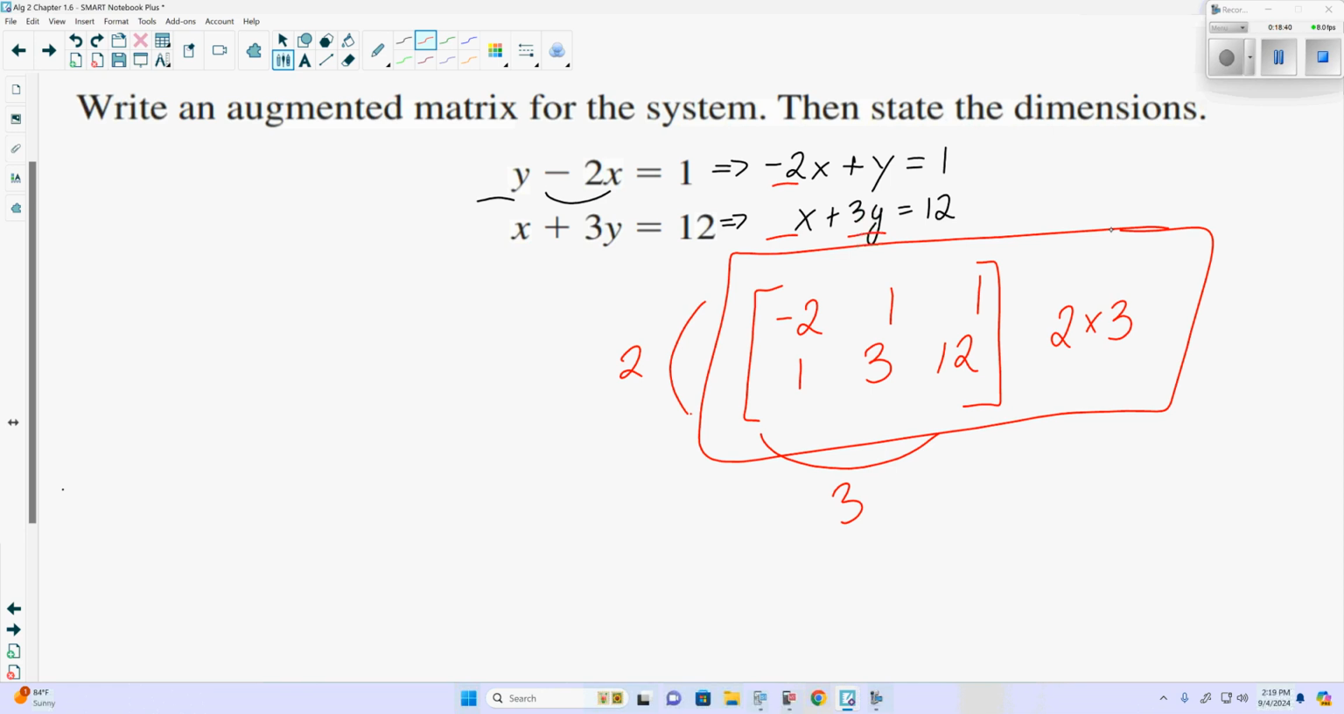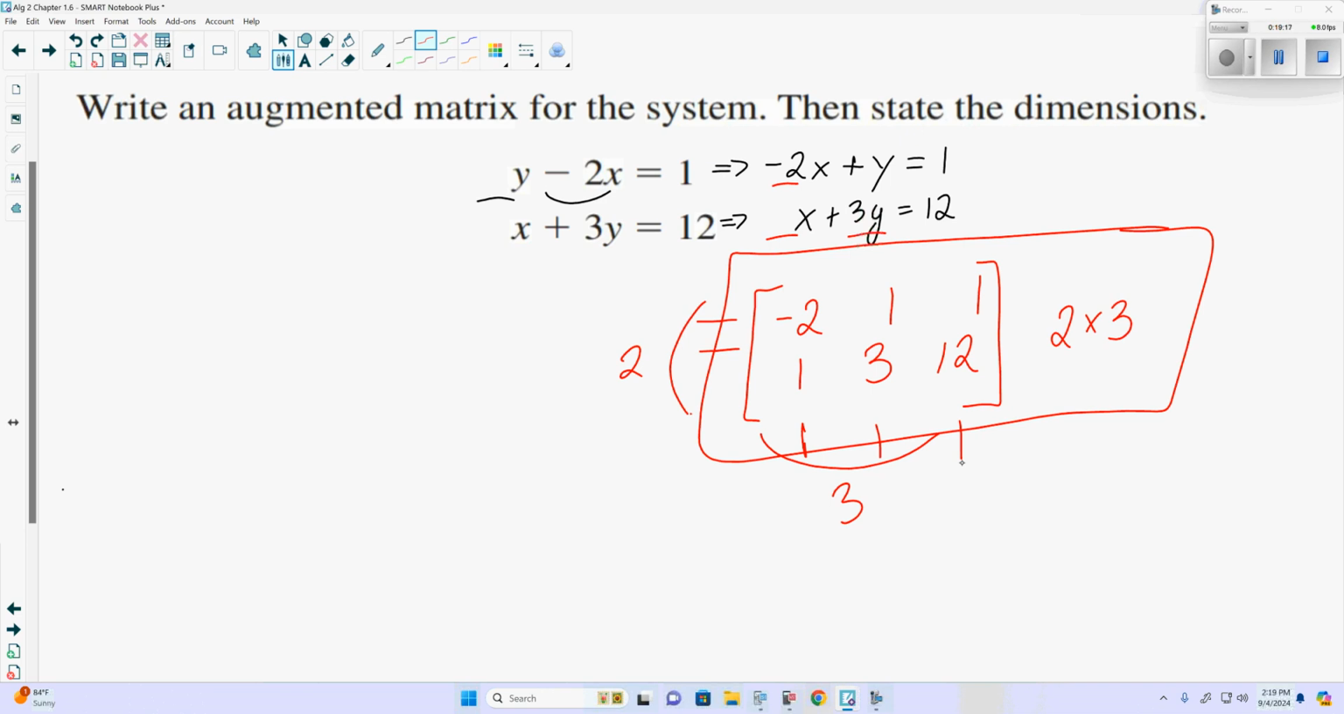We ready? No, we can have whatever dimensions we want. So we can have a 10 by 1: 10 rows, 1 column. So rows by columns. Rows go left and right, and columns go up and down. Rows, columns.